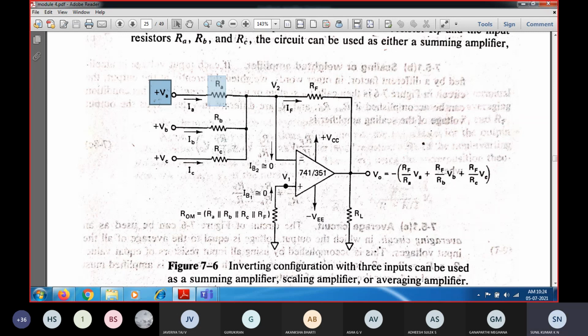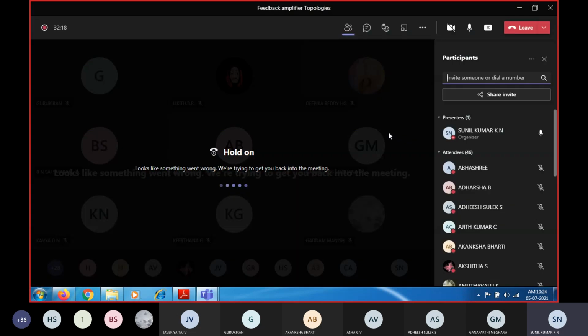So through the voltage source VA and the resistance RA, the current flowing through this circuit is IA. This is flowing through VB as well as RB, so across RB the current flowing will be IB. And in the same way, the current flowing across RC will be IC.